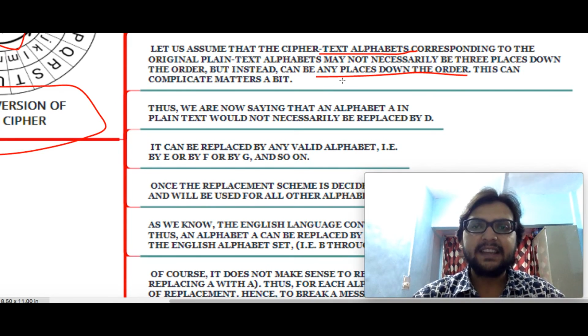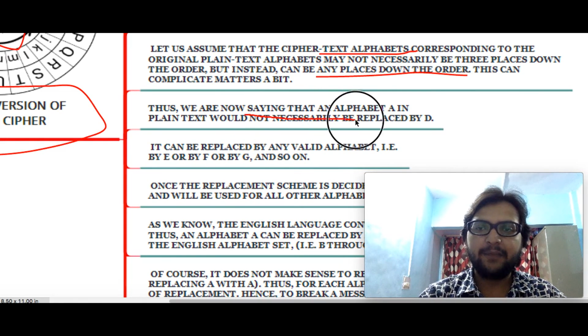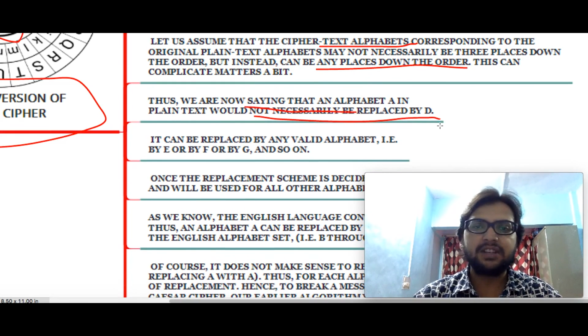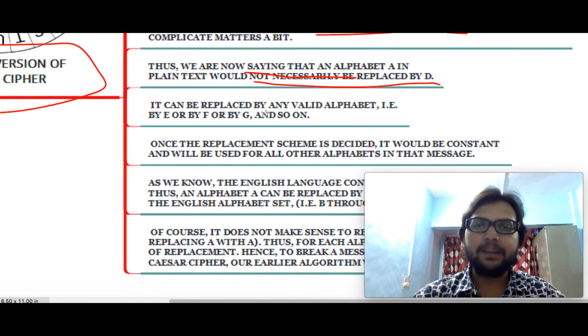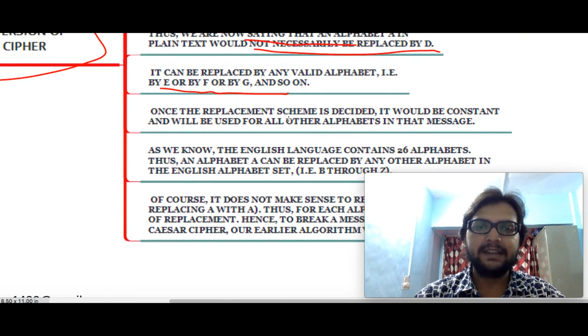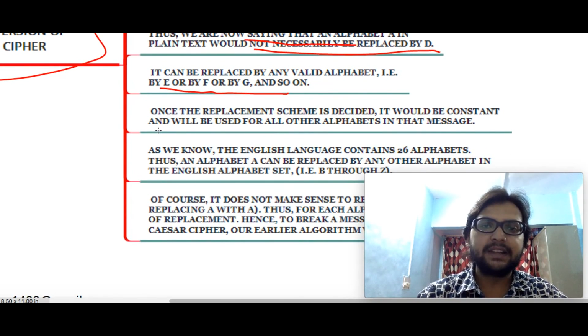As you can see, we are going to replace one alphabet with any of the remaining 25 alphabets. Thus we are not saying that an alphabet in plain text would necessarily be replaced by D, that is 3 positions up the line or 3 positions down the line. It can be replaced by any valid alphabet, that is, in order E, F, G and so on till Z. Once the replacement scheme is decided, it would be constant and will be used for all other alphabets.